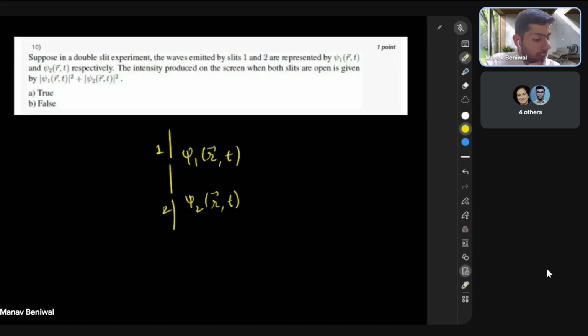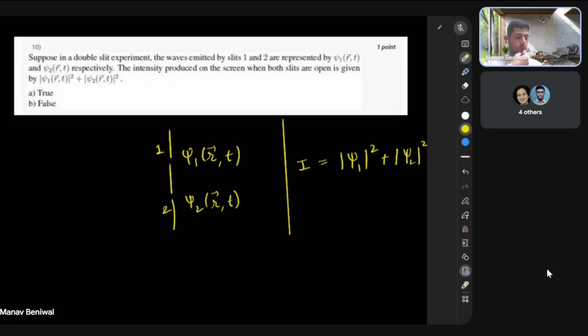So the question asks, if the intensity produced on the screen, if this is your screen, the intensity I is given as mod of psi 1 squared plus mod of psi 2 squared. Is this true or is this false?